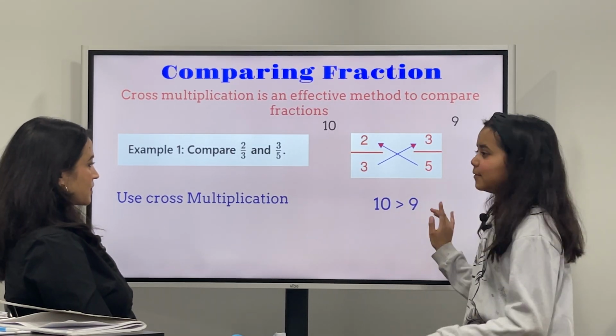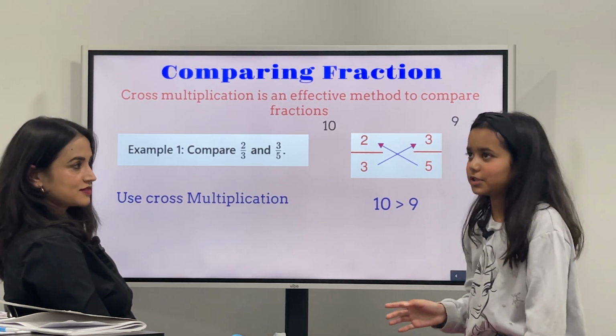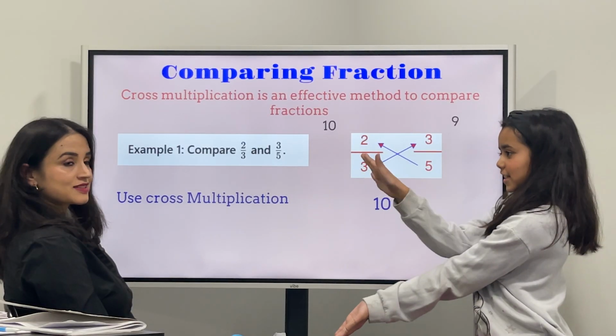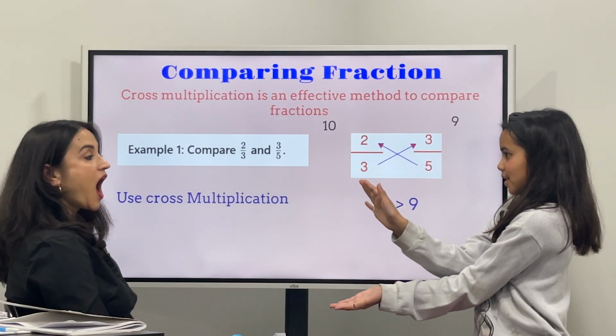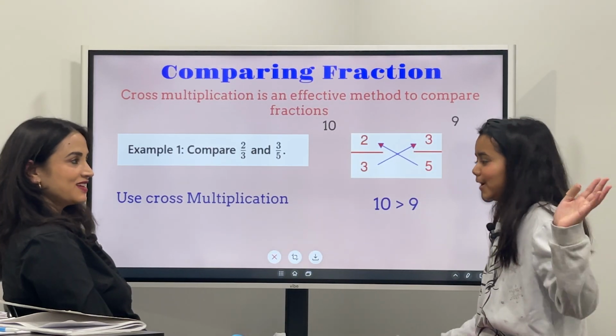Good. Oh yeah, by the way, if you guys don't know, this sign makes sure that this is greater. The number that is doing this is greater. I'll show you what I learned in grade 2. But right now I'm in grade 4.